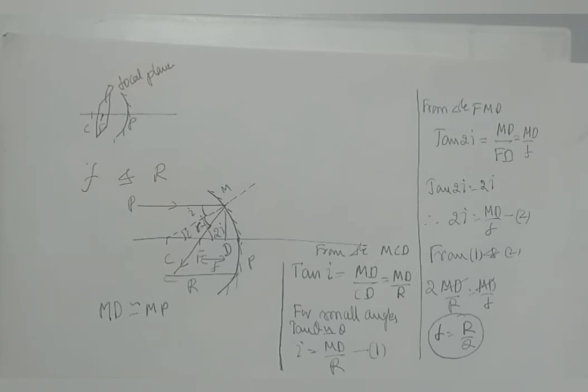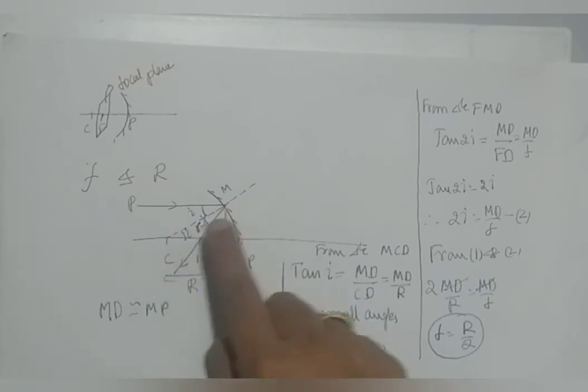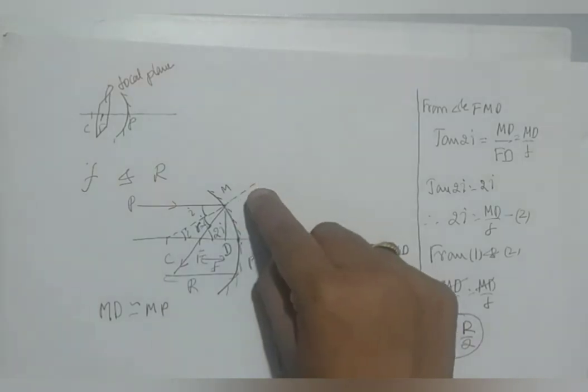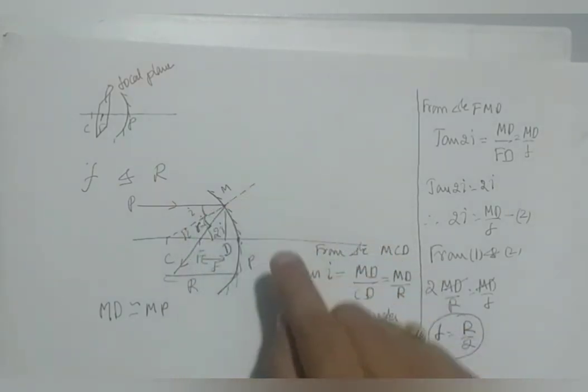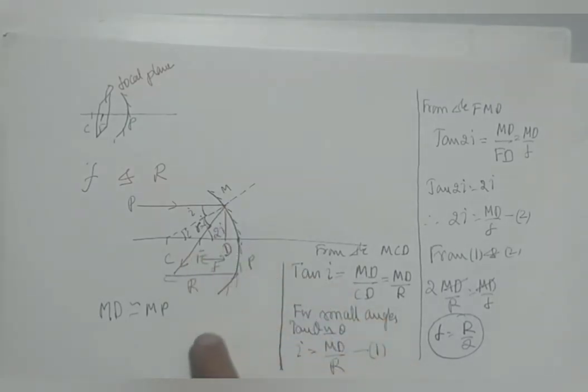Now, once you draw this figure, you mark other angles also. By the geometry, you can take MCD also as I and MFD as 2I, and observe D is the foot of the perpendicular from M on principal axis, and for paraxial rays, MD is approximately equal to MP. For all calculations, we take MD equals MP. Now, as we want to connect F and R in the next step, once you have written the figure with all labeling, it's easy to connect F and R.